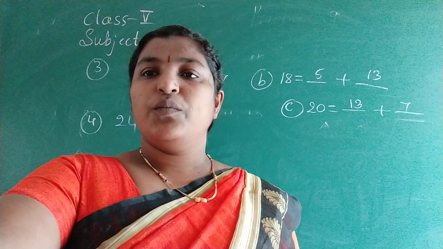Okay, this is all about fill in the blanks. Once again I will repeat this. The smallest prime number is 2. The smallest composite number is 4. Prime numbers between 1 to 25 are 2, 3, 5, 7, 11, 13, 17, 19 and 23. Two prime numbers which differ by 2 are 3 and 5. Two consecutive prime numbers are 2 and 3. This is all about fill in the blanks.